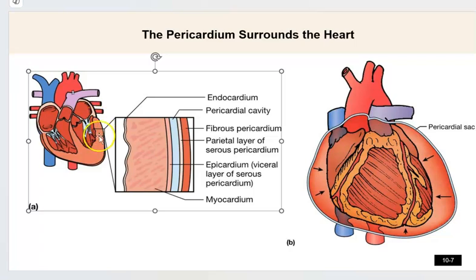Typically, this muscle here has to generate about 120 millimeters of mercury, the average systolic blood pressure. But this muscle over here typically only has to generate about 25 millimeters of mercury to overcome the resistance of the lungs.